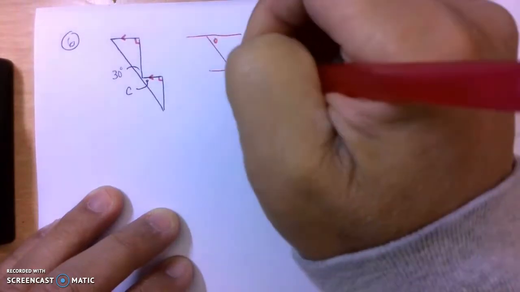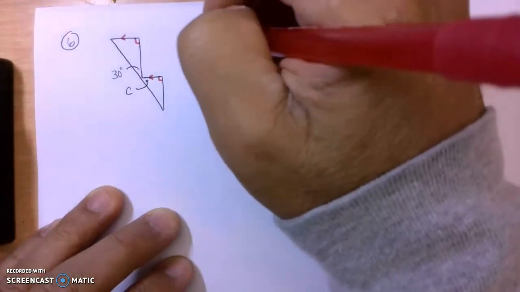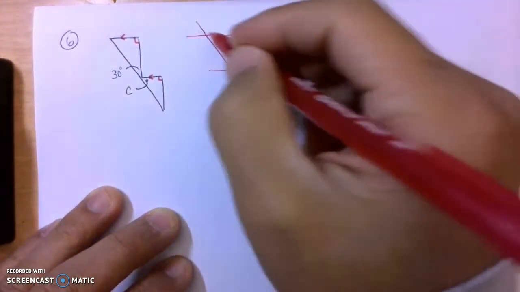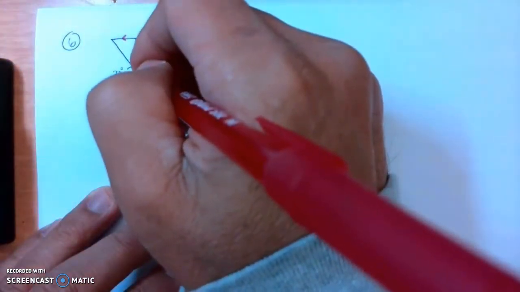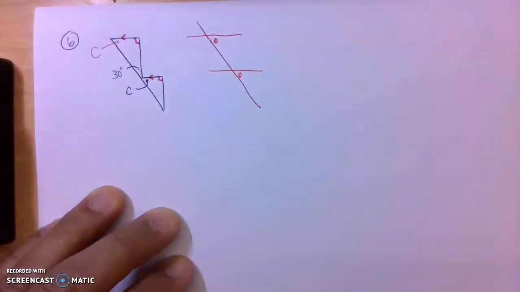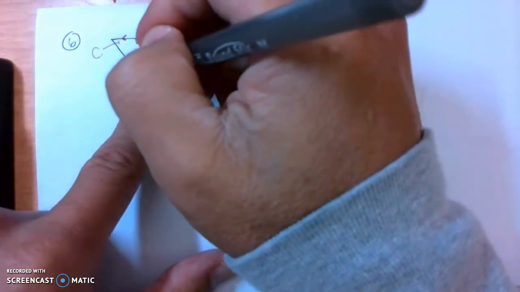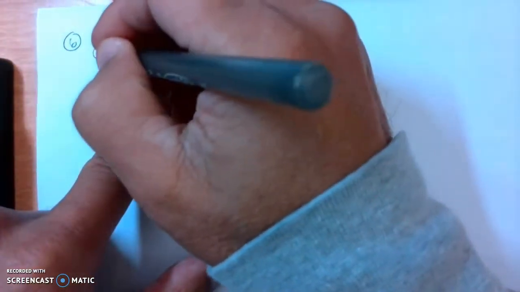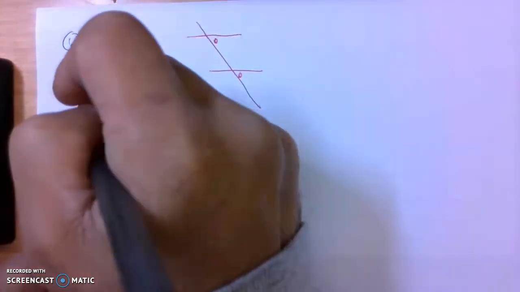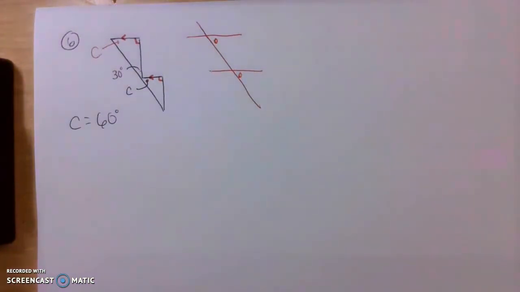And when lines are parallel, this angle and this angle here are basically corresponding angles. And if you're corresponding angles, you're equal. So if this is angle C, so is this. This is also angle C. And from there, you can just focus in on the top triangle: 90 degrees, 60 degrees, 30 degrees. So angle C must be 60 degrees because all triangles add up to 180.